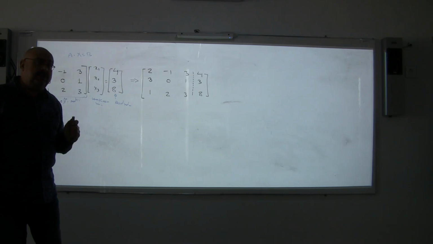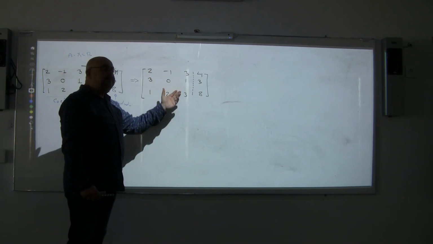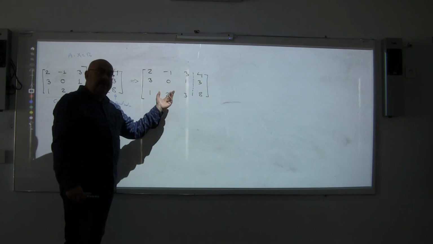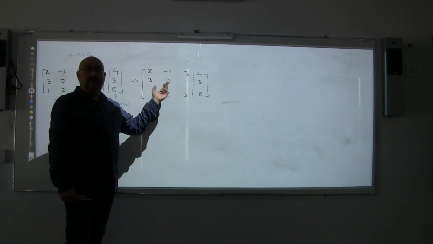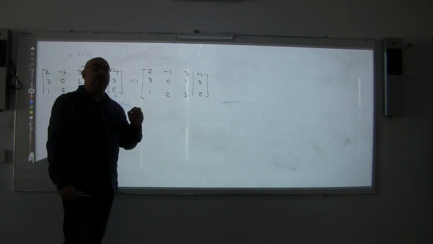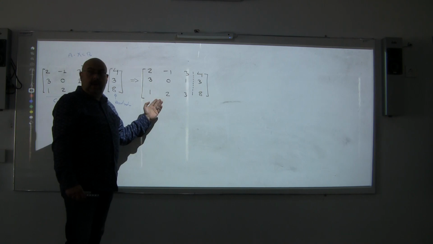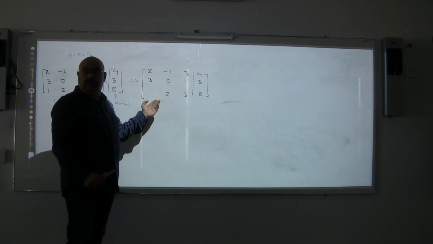How to solve? I will need to reach the reduced echelon form. Do you remember what the reduced echelon form is? The reduced echelon form is to have a unit matrix of this dimension. The echelon form is to have an upper triangular. Now I'm going to use row operations to change this matrix to a reduced echelon form.